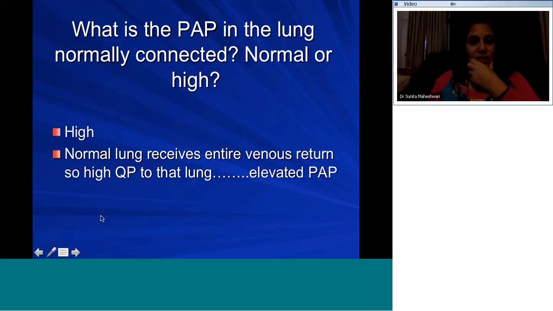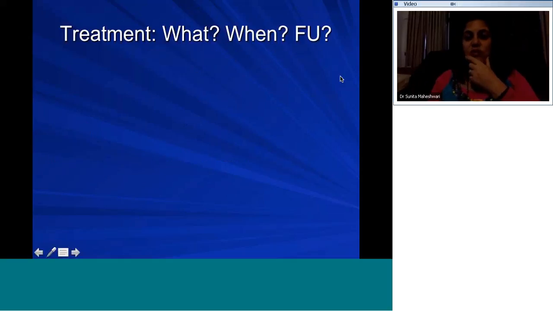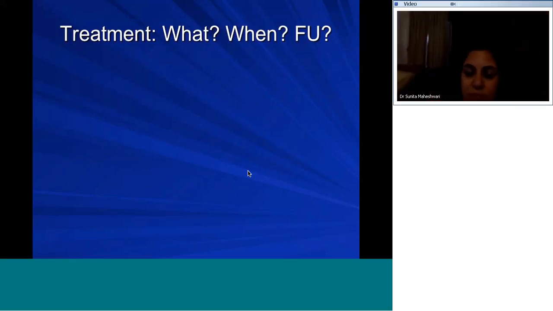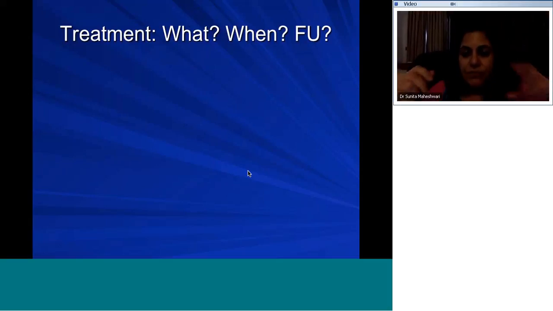So now we'll move to the next question. What is the treatment of hemi-truncus? How do you treat it? When do you do it? And what do you look for on follow-up? So treatment is what? Anyone? What is the treatment of a hemi-truncus?